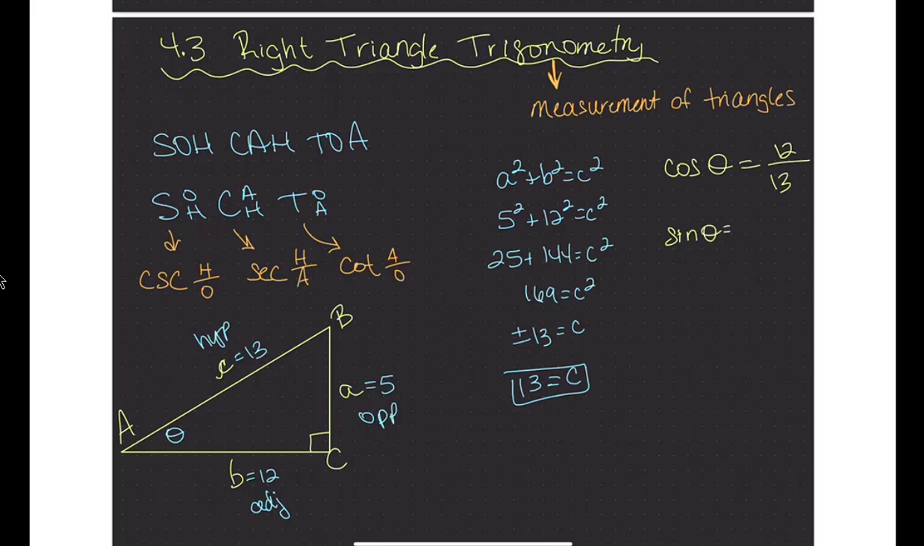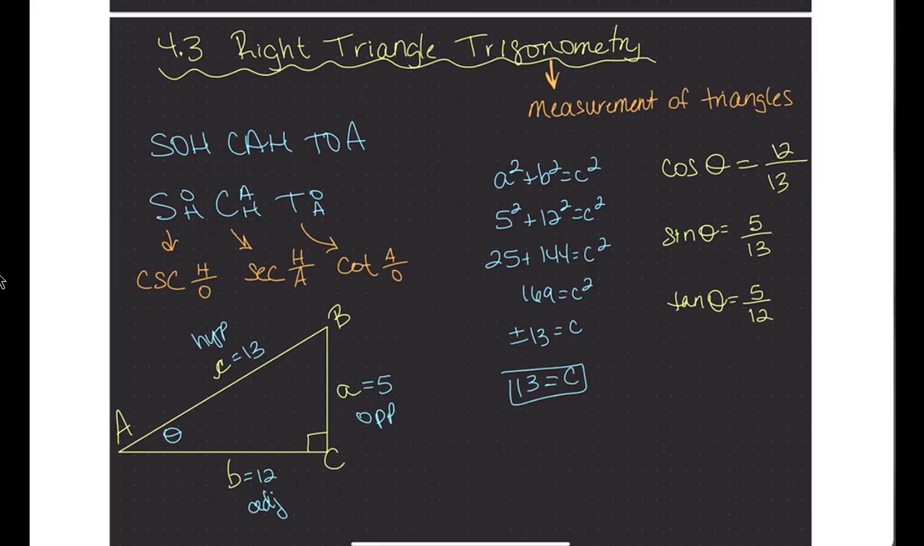Sine of theta. Sine is opposite over hypotenuse, so that's going to give us 5 over 13. Tangent is opposite over adjacent, so that's going to give us 5 over 12, right?